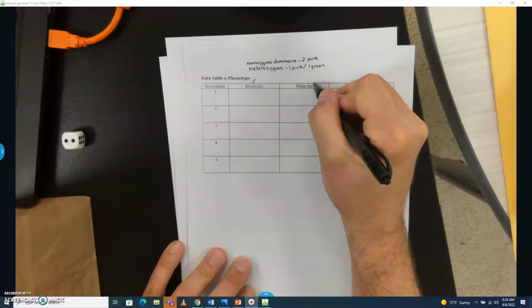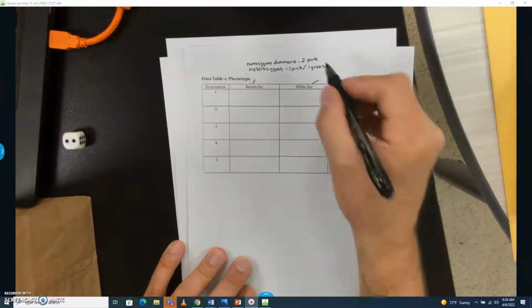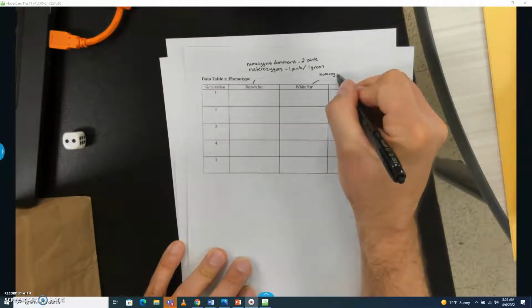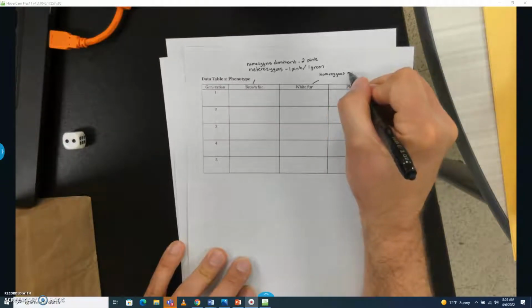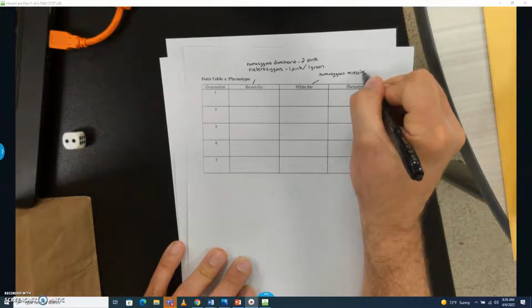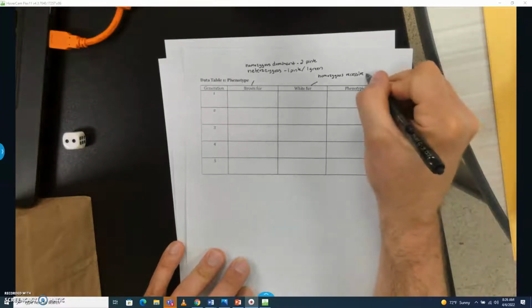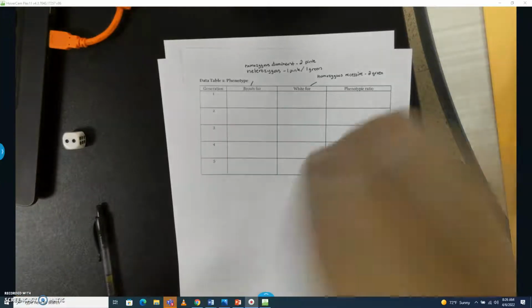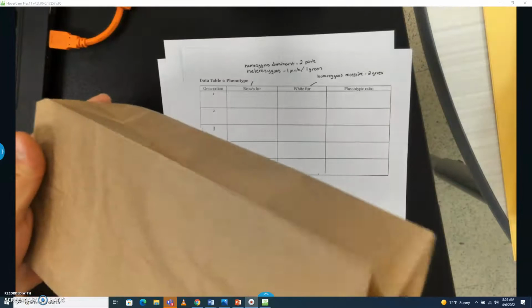White fur, there's only one way to get a white furred mouse because it is recessive. We need the homozygous recessive. So homozygous recessive, and green was our recessive allele, so we need 2 green beans. Okay, now let's start collecting our data. This does go kind of quick, but you want to give your bag a shake. And now let's just randomly pull out 2 beans. Let's see what we get.